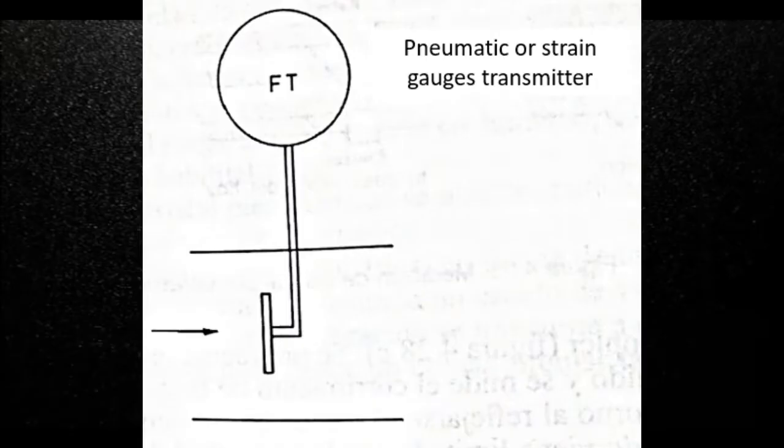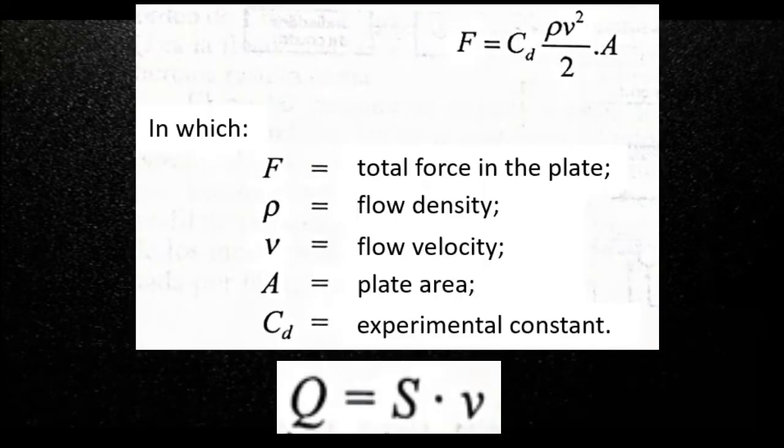The plate meter consists of a plate installed in the center of the pipe and subjected to the impact force of the fluid. This force is proportional to the kinetic energy of the fluid and depends on the annular area between the walls of the pipe and the plate, and it's obtained with this equation, where the volumetric flow rate is calculated with this formula, in which S is the area of the inside section of the pipe.